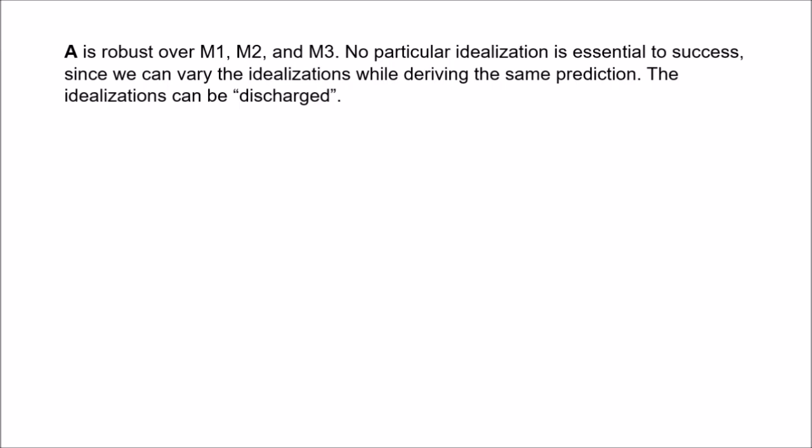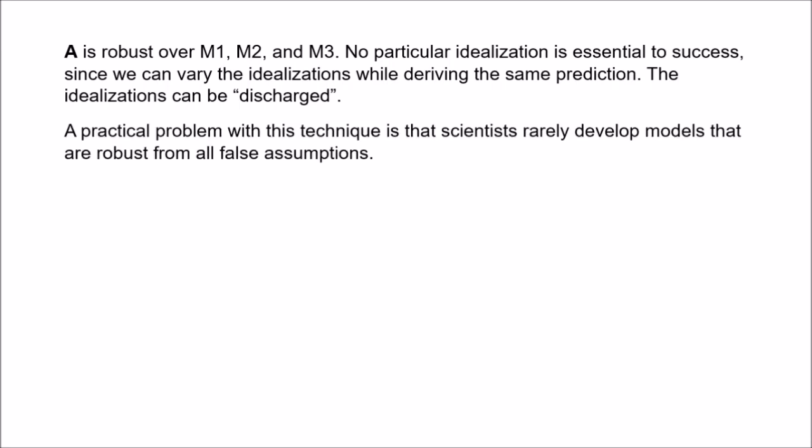A practical problem is that scientists very rarely develop models that are robust from all false assumptions. A model will include many falsehoods, and we may make a few other models with different falsehoods, but we will still find that many falsehoods are shared between the models. So we never have the very clean situation depicted above in my little diagram, where we just have a shared core of non-idealized assumptions with all of the falsehoods varying in the different models.